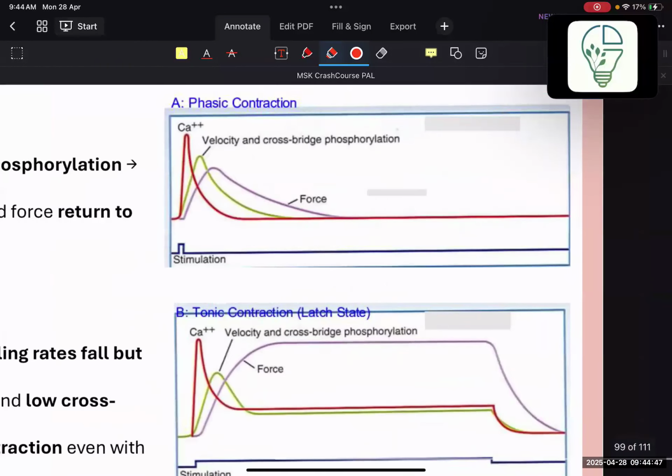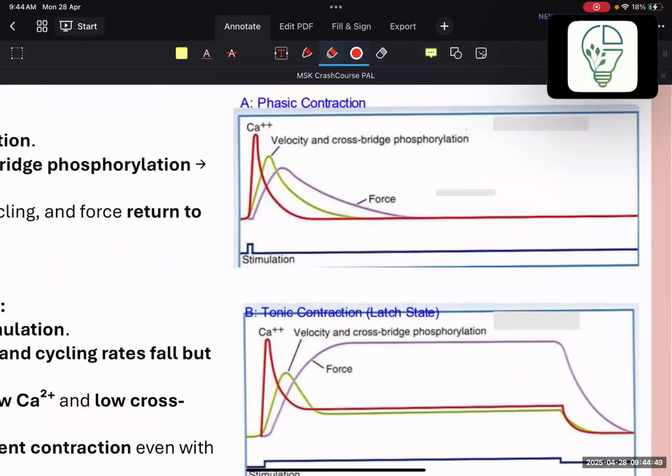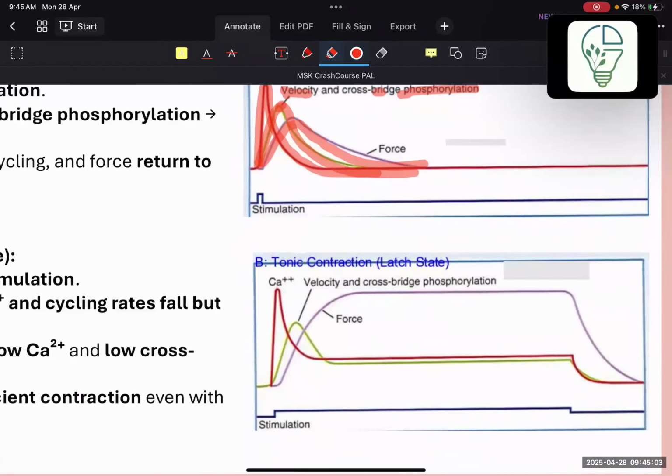Now the doctor just put two very simple slides. Over here, you can see that the calcium goes up and then it goes down. In phasic, velocity and the phosphorylation go up. They go back to baseline, and the force of contraction goes up and goes back to baseline. Tonic contractions is different. Calcium goes up, and then it does not go back to normal. It just decreases, and then velocity and, more importantly, phosphorylation goes up, and it does not go back to normal. But contraction force, on the other hand, maintains its level because it's in a latch state.